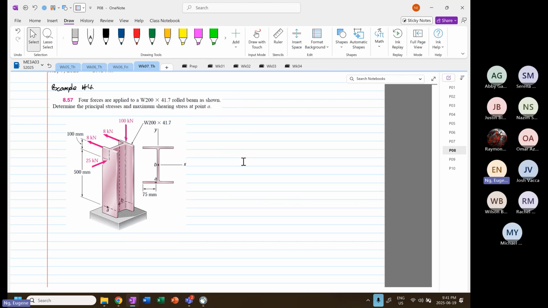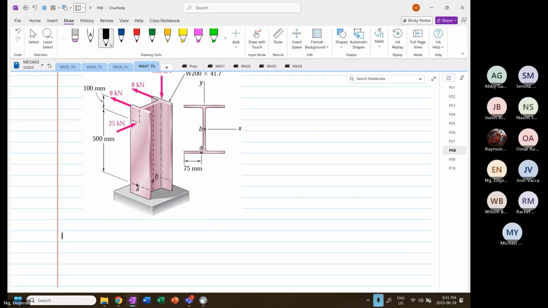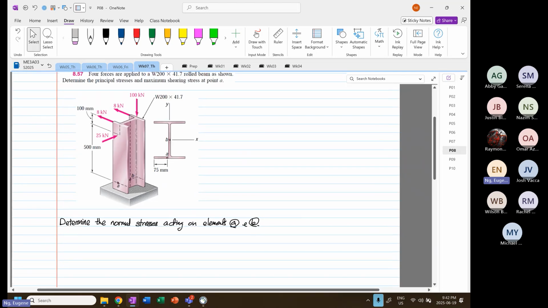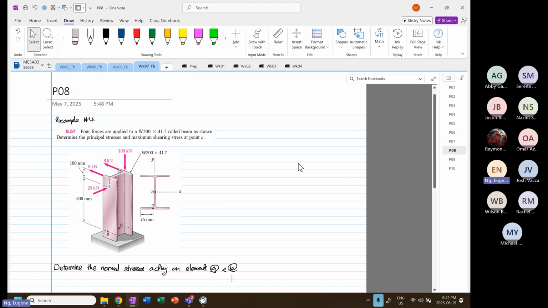I don't want to determine that, so I'm just going to change the question. We are going to determine the normal stresses acting on element A and element B. As I said, I have not taught shear yet, so I don't think we have the ability to find the principal stresses yet. Right. So what we have is a 3D load.